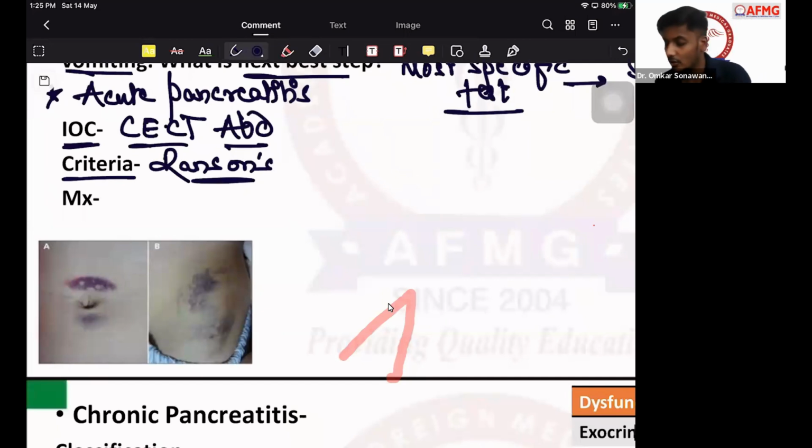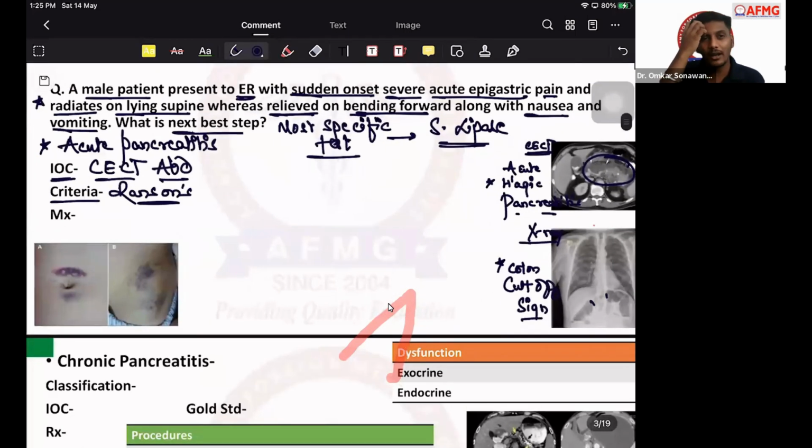Please remember this. They would not ask you all the things about Ranson's, but at least you need to remember the name of Ranson's. Okay, remember it. Apart from this, for any other emergency condition or chronic health condition, we have a score called Apache. Please remember, Acute Physiological and Chronic Health Evaluation. So remember, for any chronic illness, if they ask which score can be used, it is the Apache score.